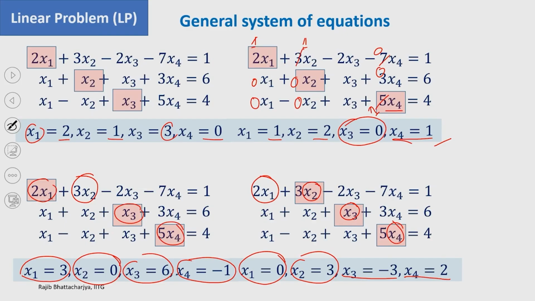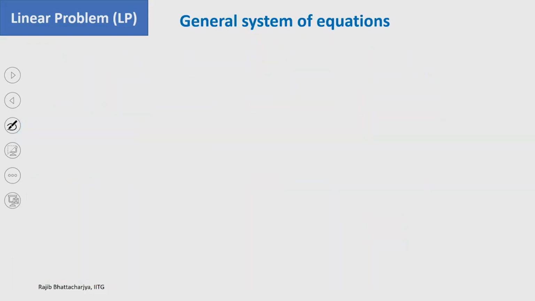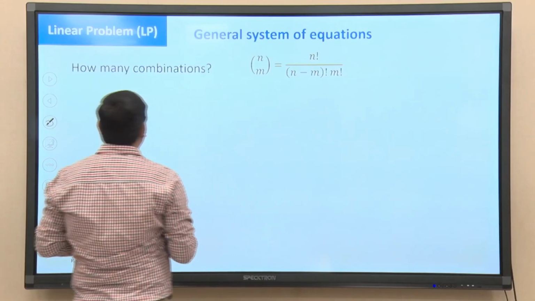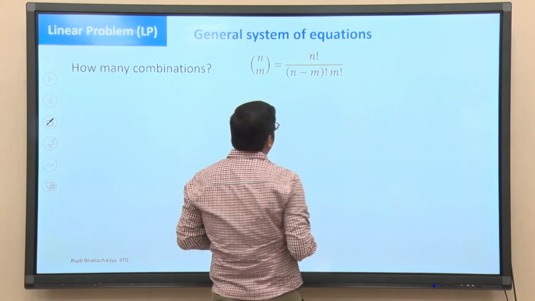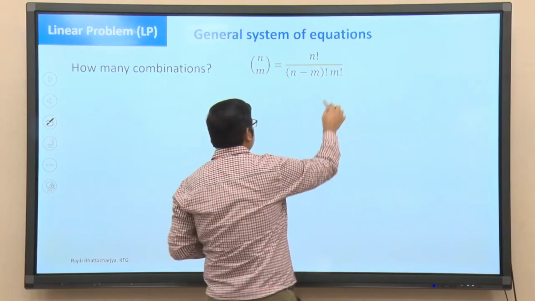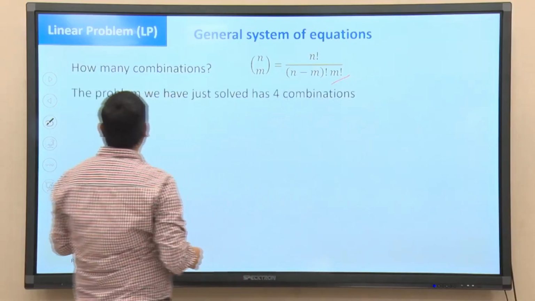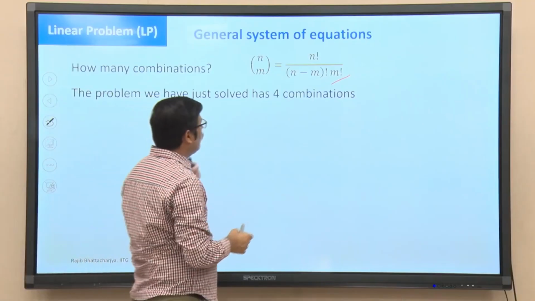So, in this case we have done a total of 4 combinations. Okay. First we considered x1, x2, x3, and second we considered x1, x2, x4, and the third one x1, x3 and x4. In the fourth one we considered x2, x3 and x4 as basic variables. So, how many combinations are we getting? Factorial n divided by factorial n minus m into factorial m. So, this many combinations we are getting. The problem we have just solved has 4 combinations.